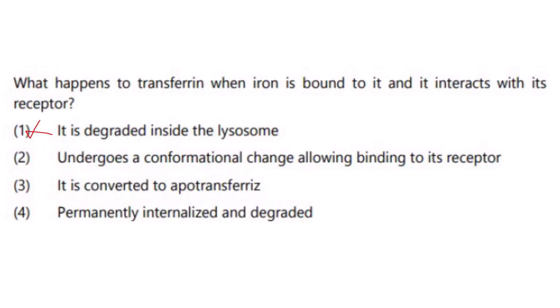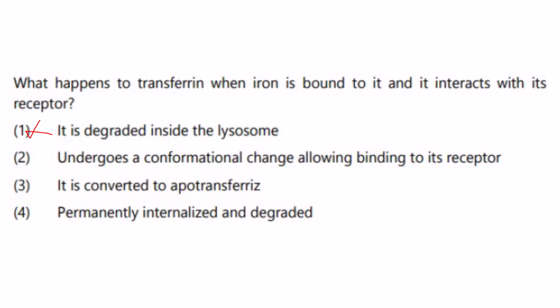Undergoes a conformational change allowing binding to its receptor. That is correct. Now this transferrin, when it is bound to iron, there will be a conformational change in the transferrin, and so it can bind to its receptor more tightly. Okay, so that can be correct.